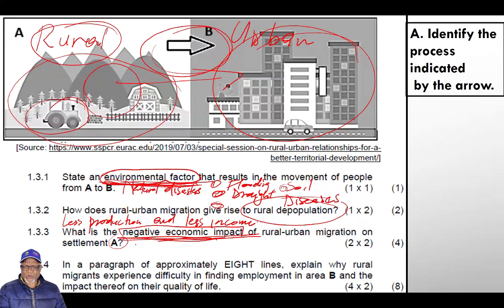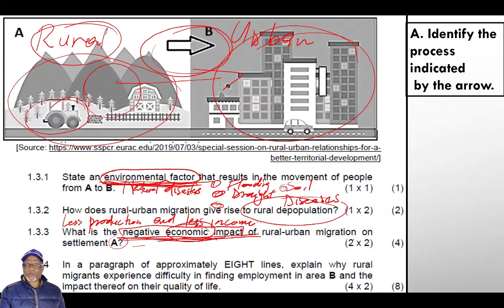And then again, what's going to happen? There's going to be unemployment. It's going to result in unemployment in rural areas. So the cycle of rural decay continues. Remember, the question here says the economic impact of rural urban migration on settlement A. So what are we looking at here? We're looking at what is the negative economic impact of rural urban migration on settlement A.